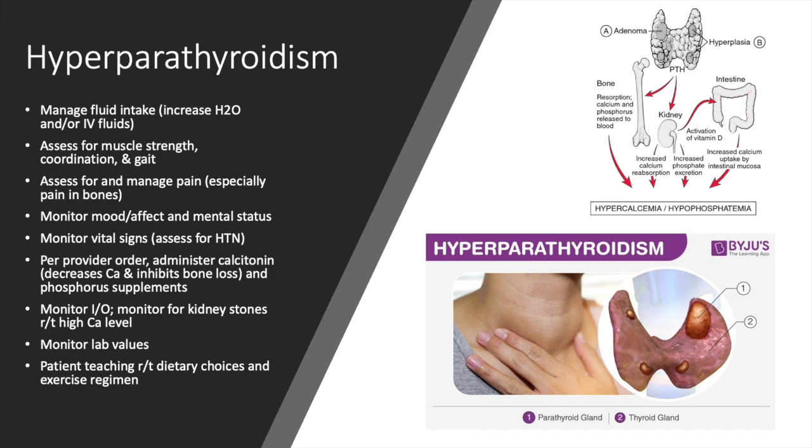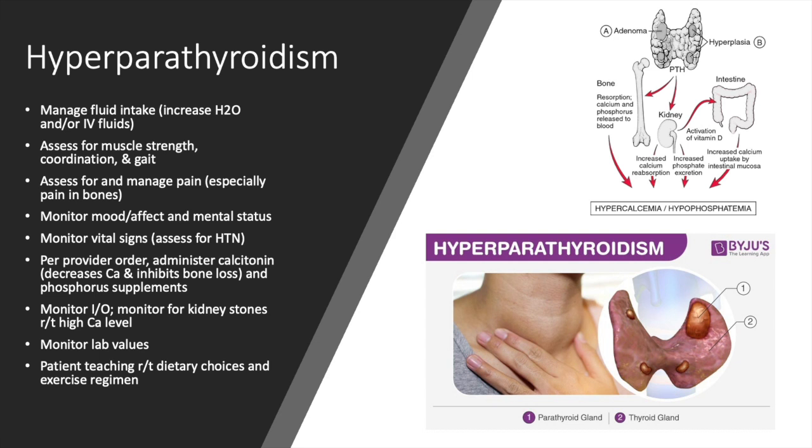And at the other end of the spectrum, we have hyperparathyroidism. So, complete opposite. We go from low calcium to high calcium. We go from low PTH to now having high PTH. Usually caused by cancer or a tumor, a benign tumor.